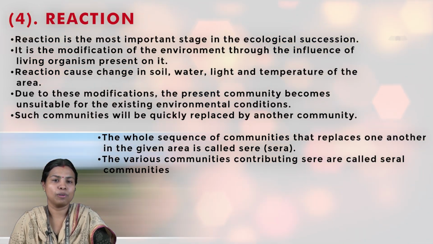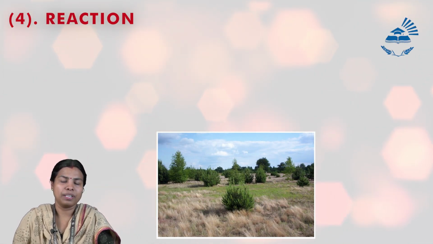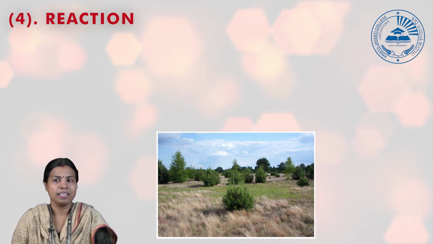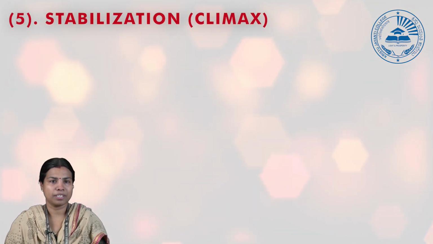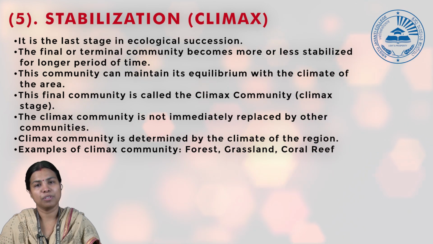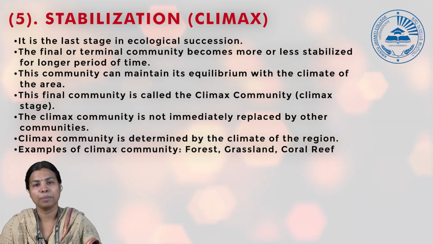So this is how slowly the invasion and finally competition, co-action, reaction happen. They colonize successfully in the bare area. Then moving on to stabilization, the climax community, last stage in the ecological succession. The final or terminal community becomes more or less stabilized for a longer period of time.